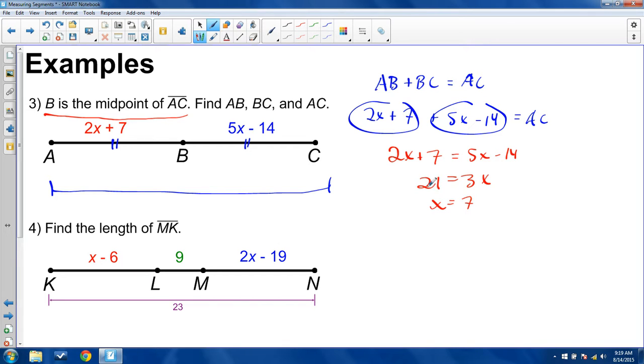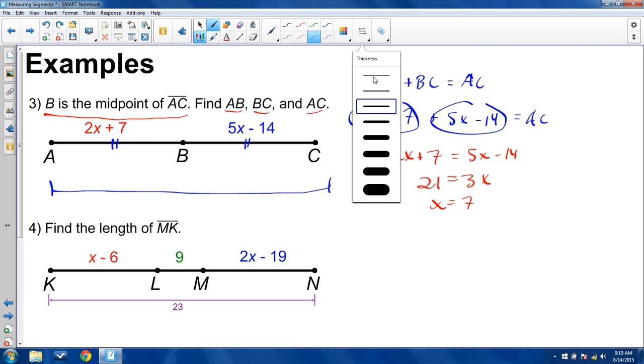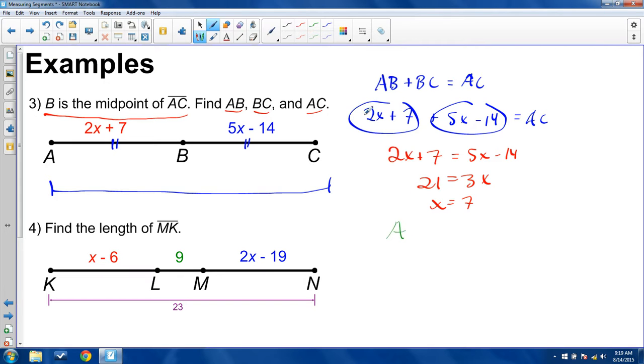When you get x equals 7, let's go ahead and substitute to find these 3 values. So AB, let's make it a little bigger, equals 2 times 7 plus 7 equals 14 plus 7, which is 21. Okay. And then BC, look, you could substitute 7 again, but AB is equal to BC, right? So BC also has to equal 21 because it's equal to AB.